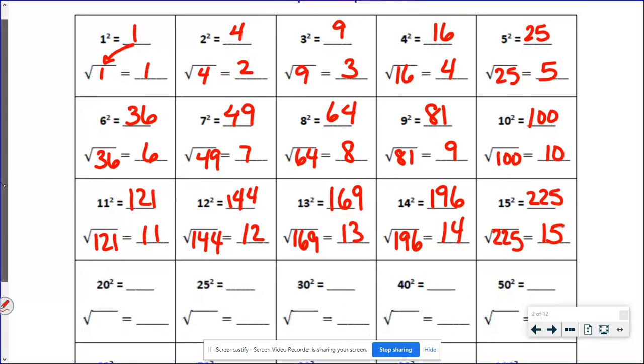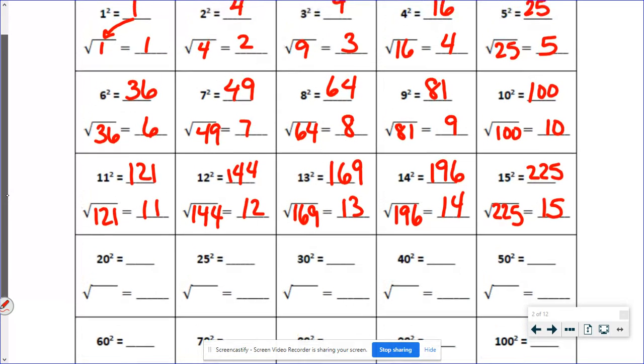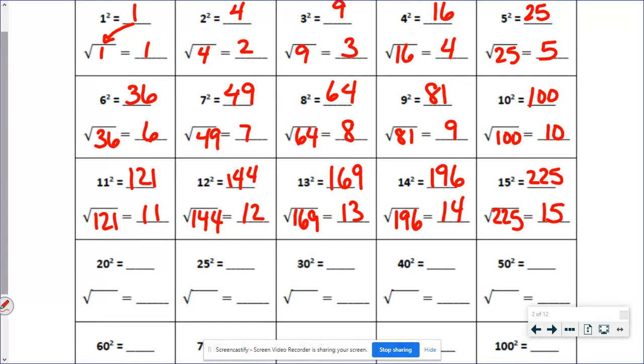So for instance, 20 squared, 2 squared is 4, and since I have a 0 here, but I'm squaring it, there'll be 2 of those. So that's going to be 400. So the square root of 400 is 20. 25 squared is going to be 625. And the square root of 625 is then obviously going to be 25.